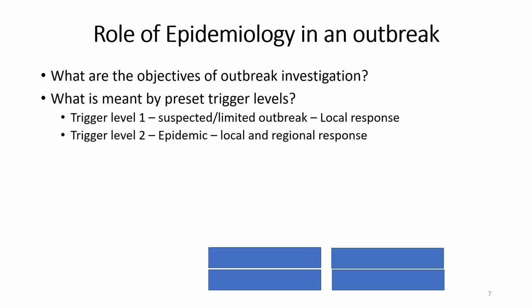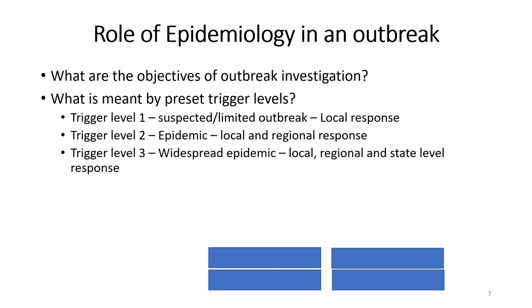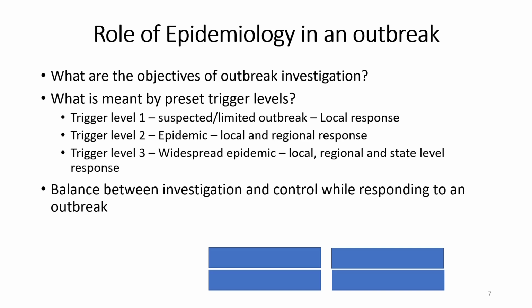If there is an epidemic, it's trigger level 2 and it warrants a local and regional response. If it is a widespread epidemic, then it is trigger level 3 and it requires local, regional and state level response. Okay, we should always have a fine balance between the investigation and control while responding to an outbreak.